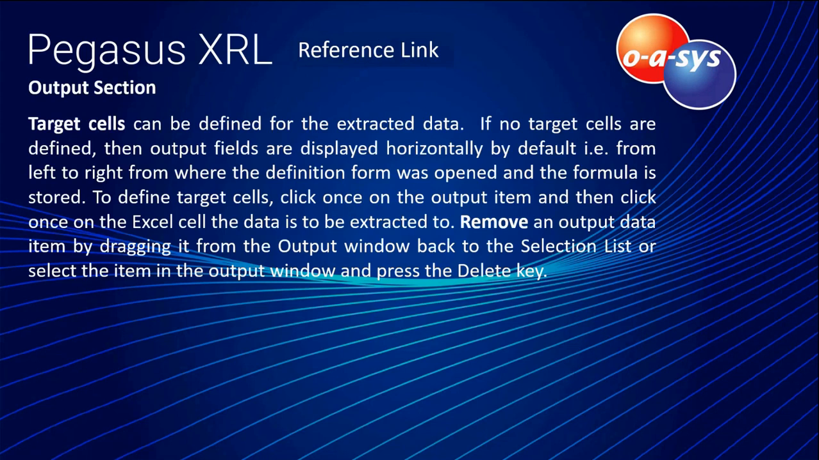The output section. Target cells can be defined for the extracted data. If no target cells are defined, then the output fields are displayed horizontally by default, so from left to right, where the definition form was opened and the formula is stored. To define target cells, we click once on the output item and then click on the Excel cell the data is to be extracted to. To remove an item, we merely drag it from the output window back to the selection list, or we can right click and use the delete key.